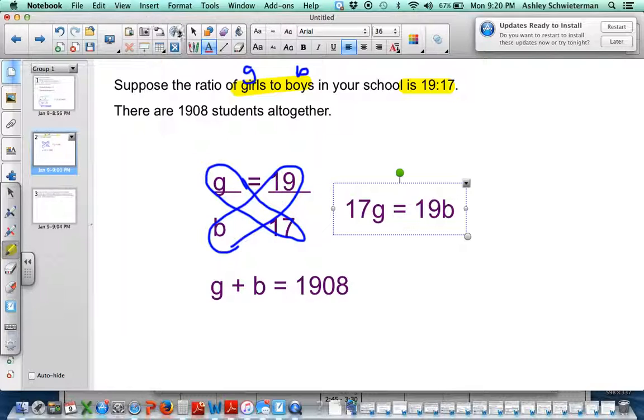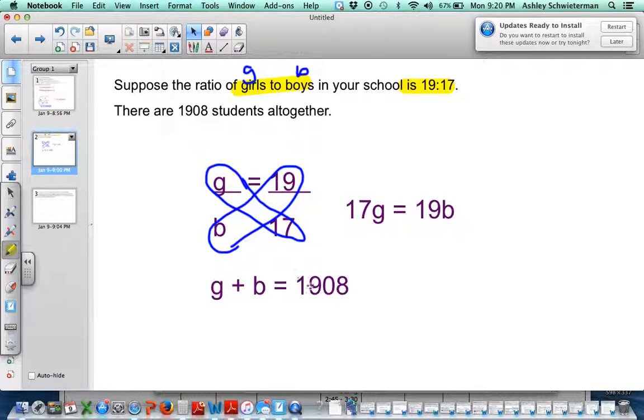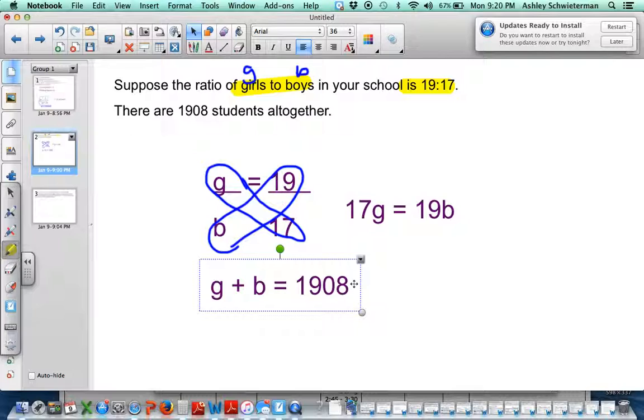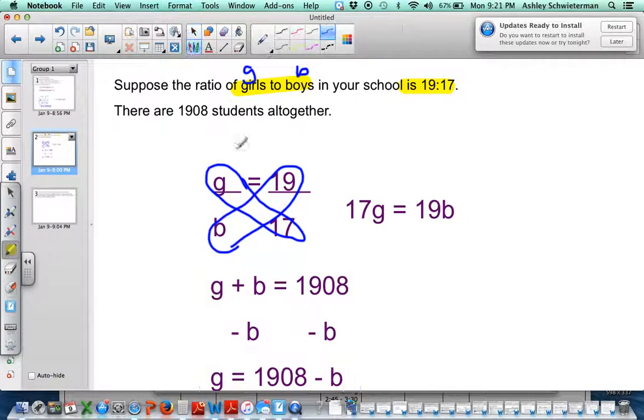I'm choosing to do this one for G. So we're going to solve this for G by subtracting B from both sides. And I'm going to have G equals 1,908 minus B. And I'm going to take that and substitute it in here for G.